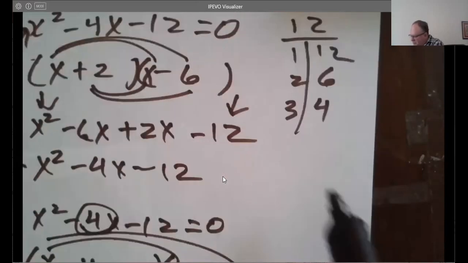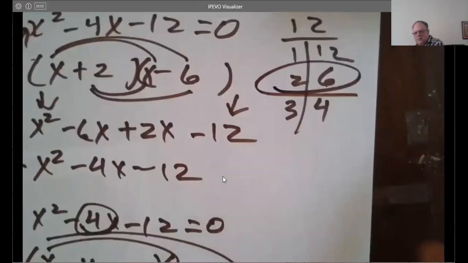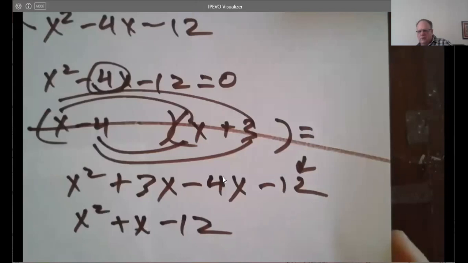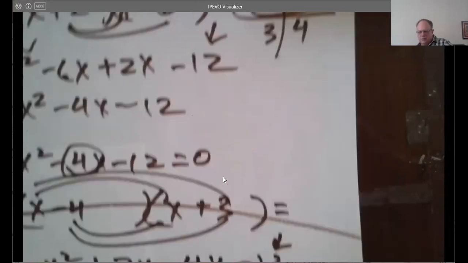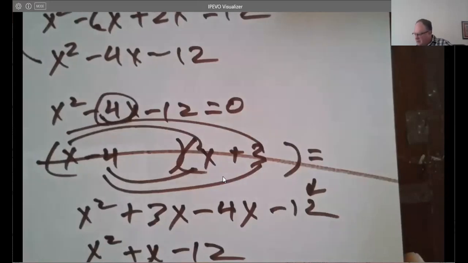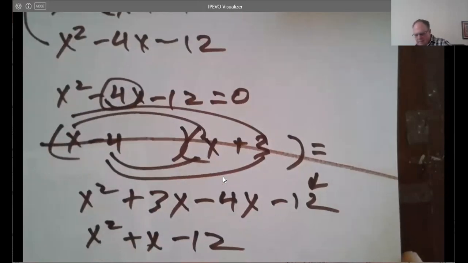So only one pair of factors will give you the middle, which is 2 and 6. That's why you need to check it, because if you don't check it, then you may have the end term right, but the middle may not be right. Okay, does that make sense? We good?